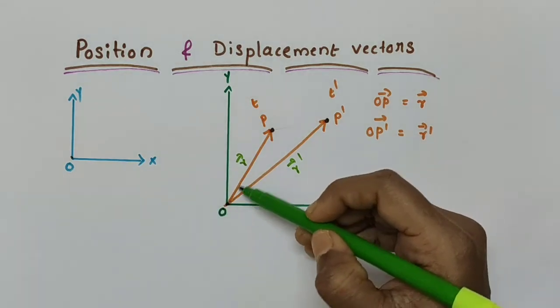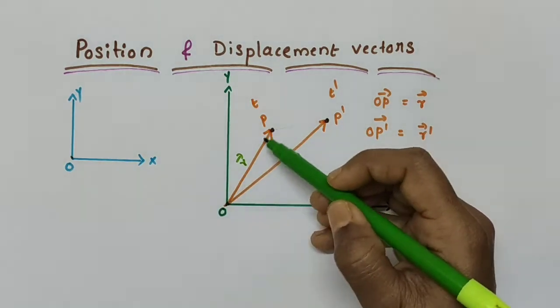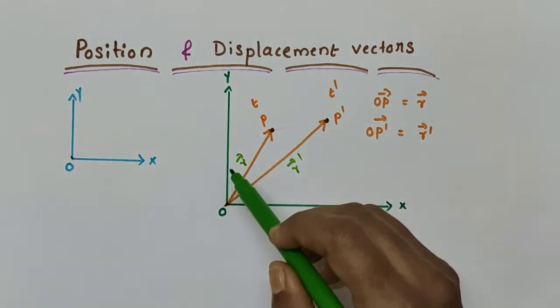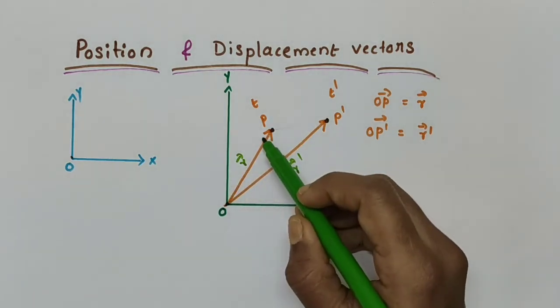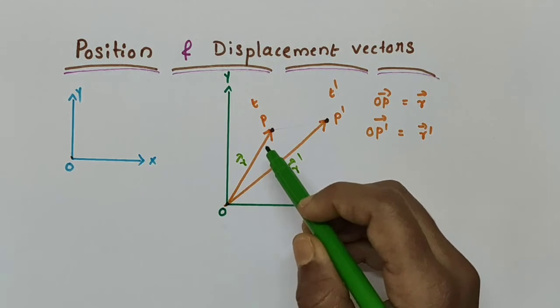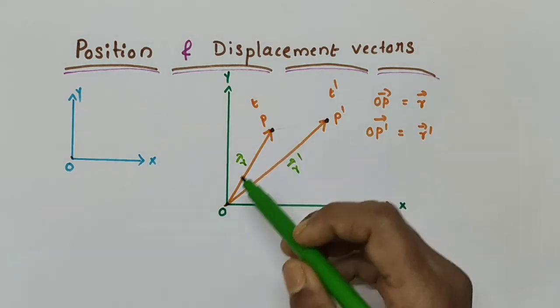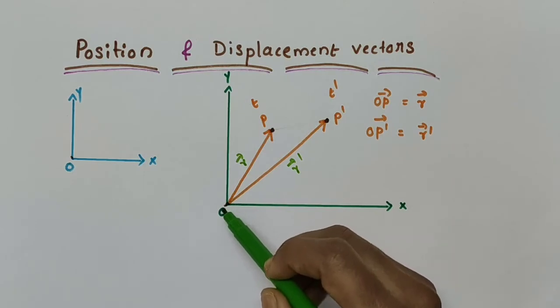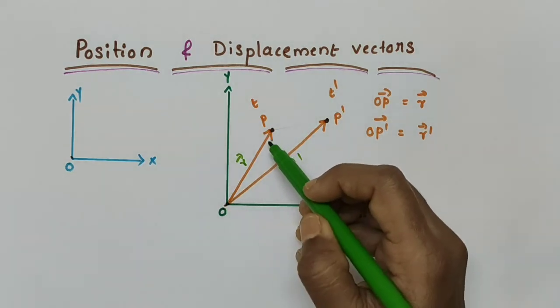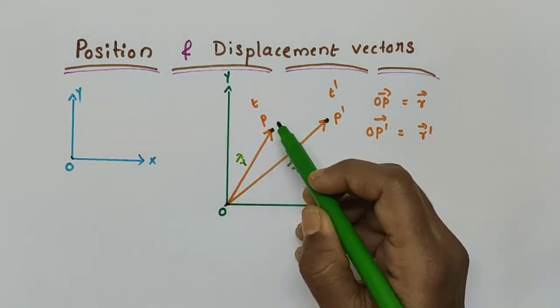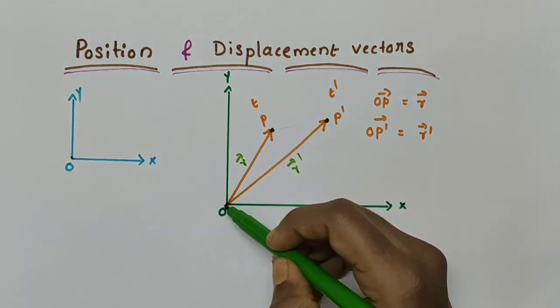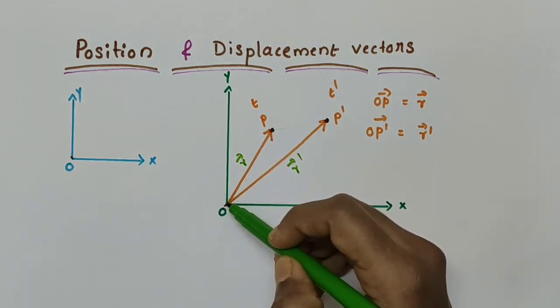The length of this vector from here to here actually represents the magnitude of this vector, and its direction is the direction in which P lies as seen from the origin O. This arrow mark gives us the direction in which the point P lies as it is seen from this point O.